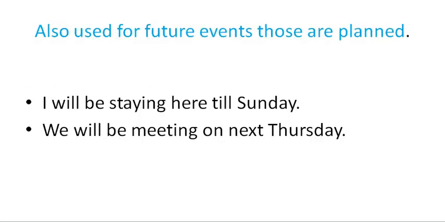The next one is that this is also used for future events that are planned. So for planned events also use this one. I will be staying here till Sunday. This is future continuous tense. We will be meeting on next Thursday. All right, so this is planning. This is my planning. So for planned events also use this future continuous tense.